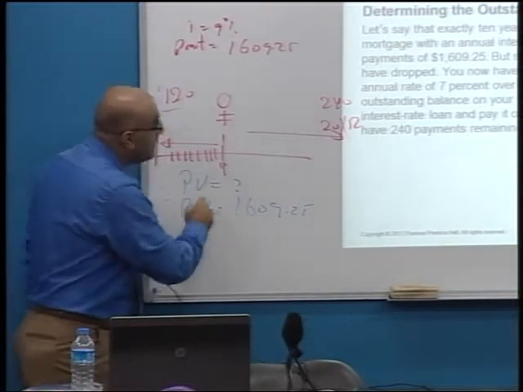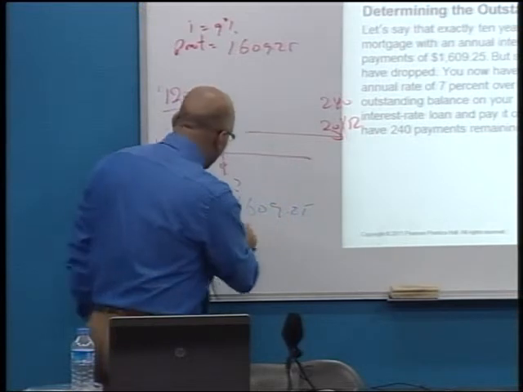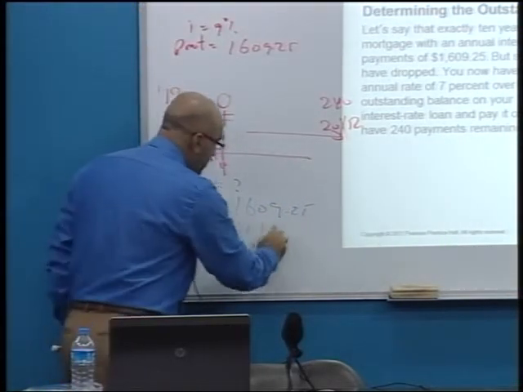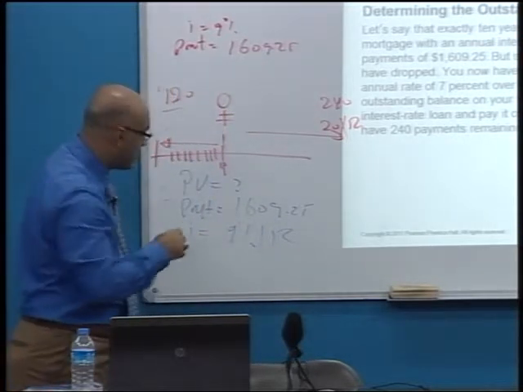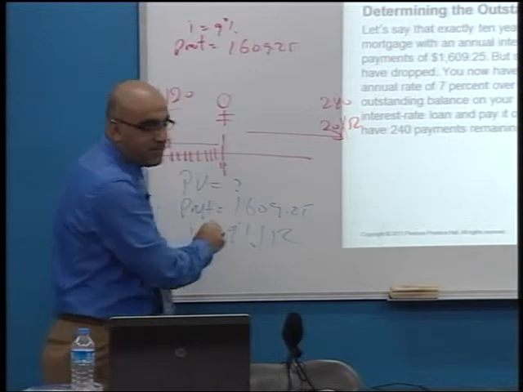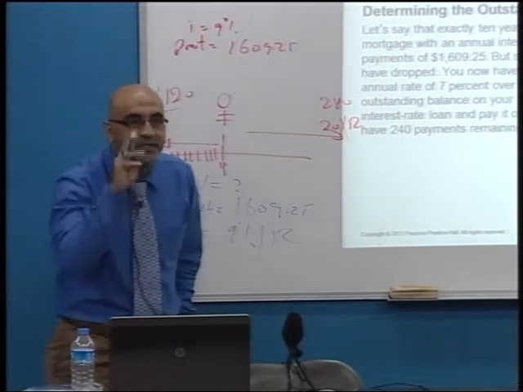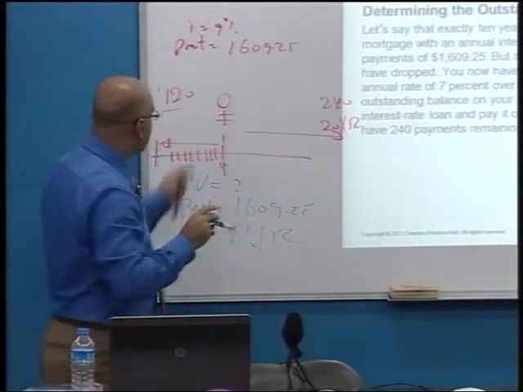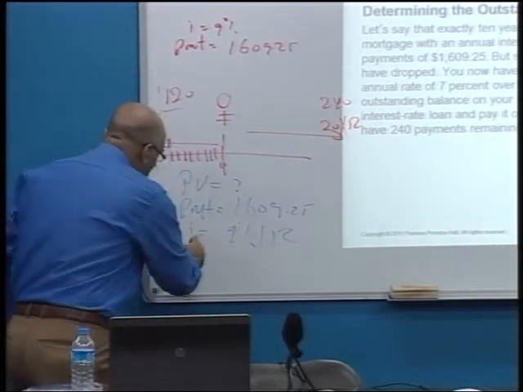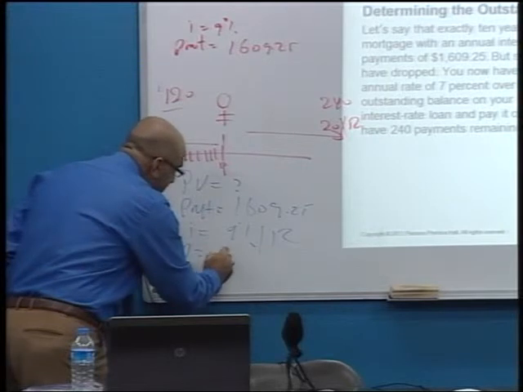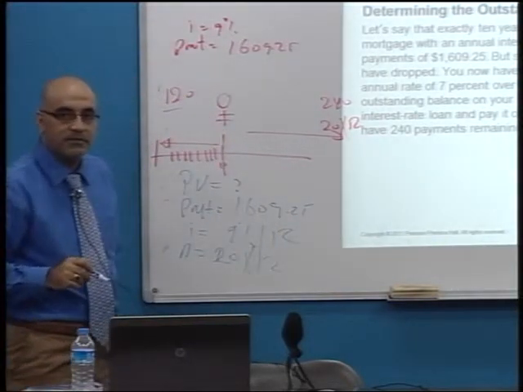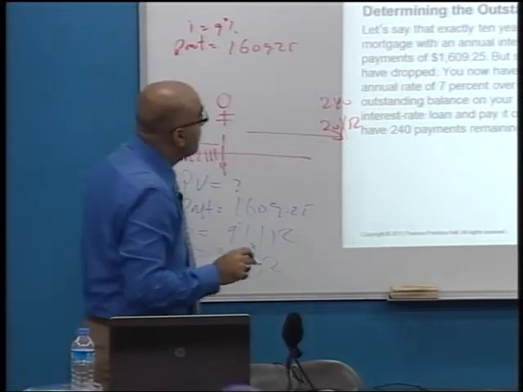The I is 9%. And careful, this is monthly, so you need to divide it by 12 months. And we have 10 years, 20 years. 20, because 10 years are gone and you have 20 years left. So N is 20 years times 12.